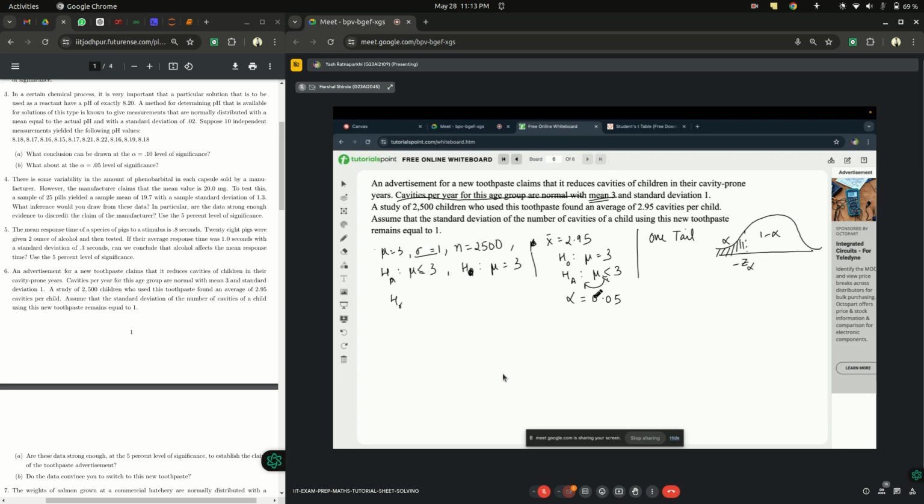Now what do I need to check? My Z observed. And what is the Z observed formula? X bar minus mu by sigma by root n. So this is what I got. It will be 2.95 minus 3. One more help, please help me with the calculation.